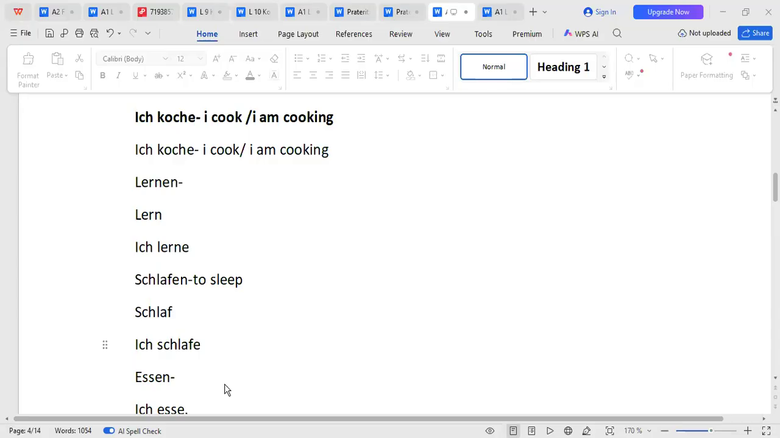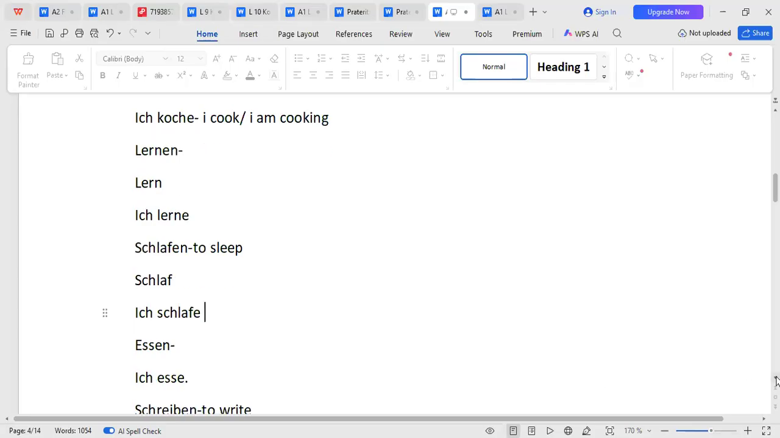Schlafen, just remove the en but add an e, ich schlafe. Essen, to eat, ich esse. Trinken, to drink, ich trinke. Kommen, to come, ich komme. And so on and so on. That is the first rule, students. The first rule is very important.